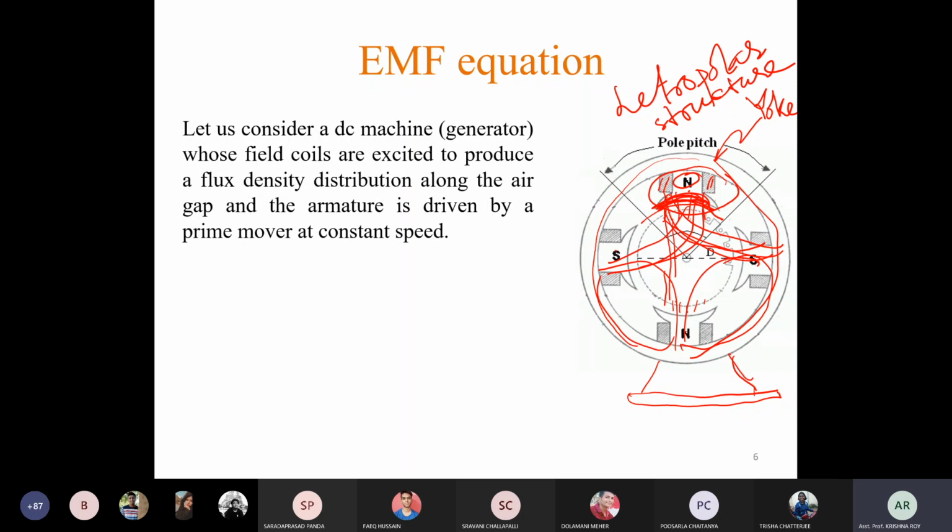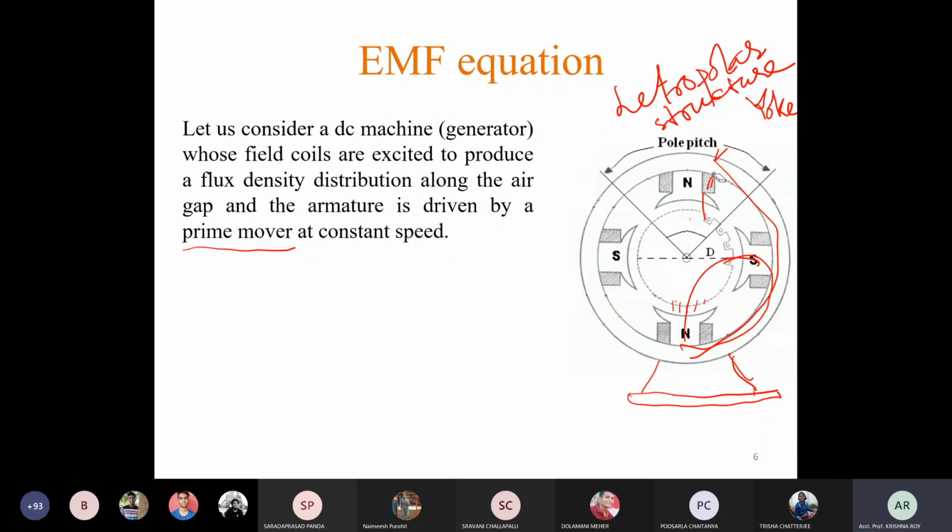Here, the situation is, first of all, this magnetic flux is created by exciting the field windings, and then by some prime mover this rotor is rotated. So what is this prime mover? Anyone having any idea? Which supplies mechanical energy to this machine.